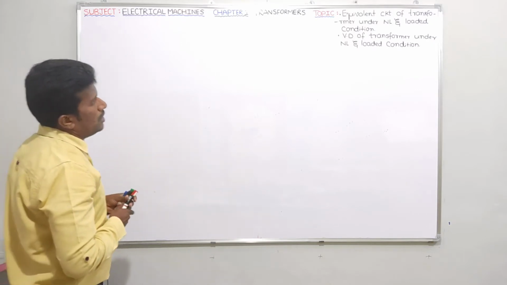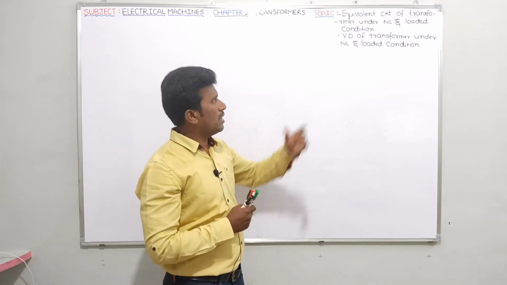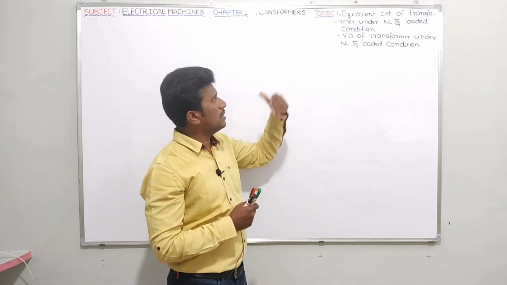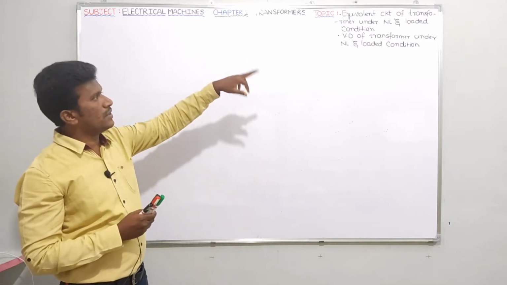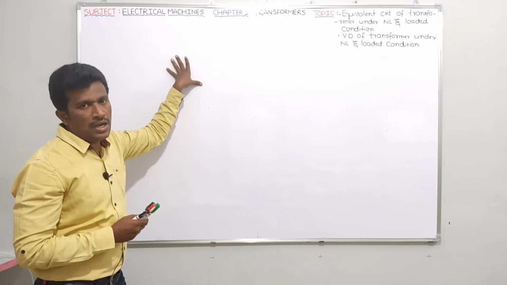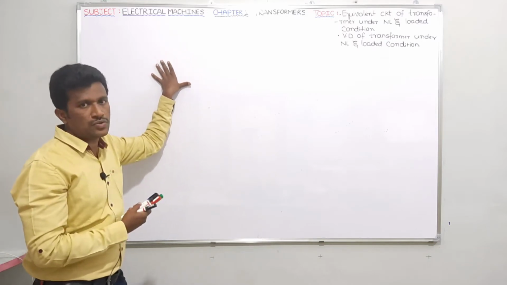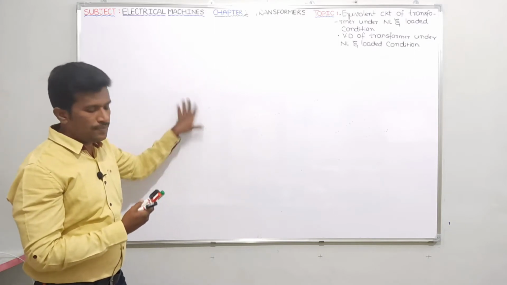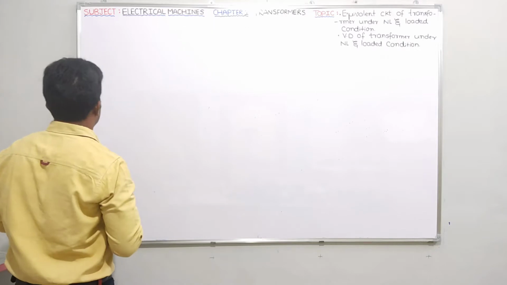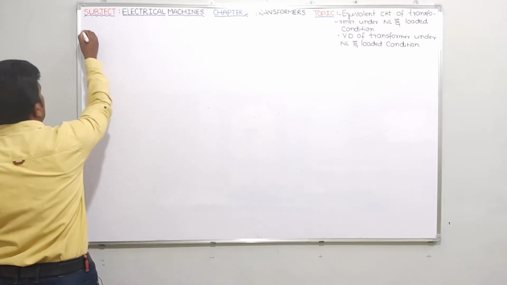Now in this video, with that knowledge, I am going to start vector diagrams of a transformer. For drawing the vector diagram of a transformer, first of all let me have the equivalent circuit of the transformer. First I will discuss the equivalent circuit of the transformer under no load condition and draw the vector diagram for that. Then I will go for the equivalent circuit of the transformer under load condition, then draw the vector diagram of the transformer under load condition. So first, let me start with the equivalent circuit of the transformer under no load condition.